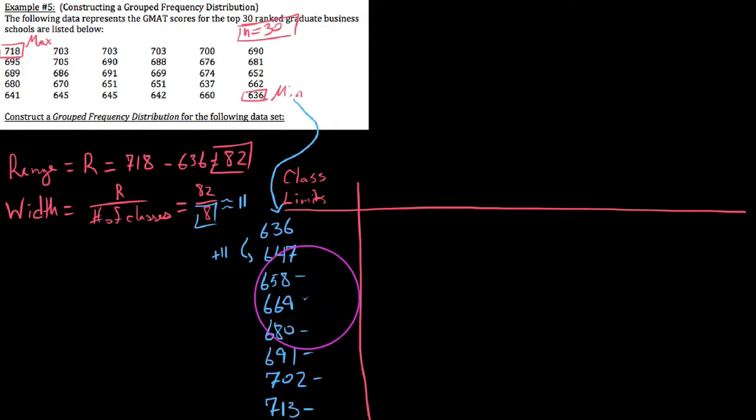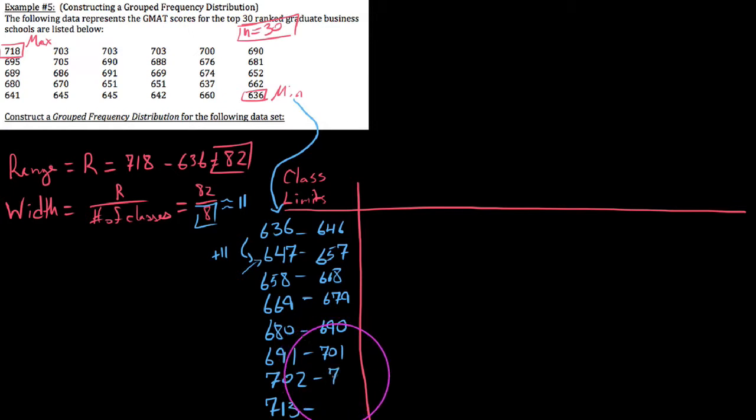The nice thing about having your lower class limits settled and in stone is all your upper class limits are 1 less than the lower class limit for the next class. So for example, the 647 here tells me this top one here will be 646. We say 646, this would be 657. This would be 668. We have 679, 690, 701, 712. And so now this last one, this is kind of tricky.